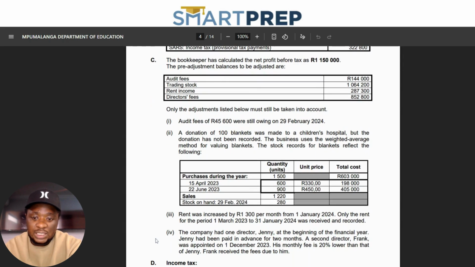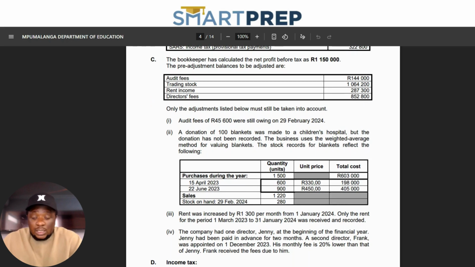What does the information say? Remember, we're looking at C and D. So it says only the adjustments listed below must still be taken into account. It says audit fees of 45,600 we're still owing on 29th February 2024.